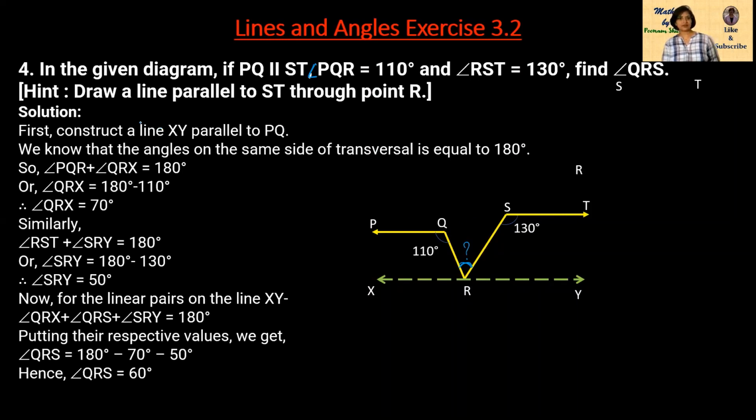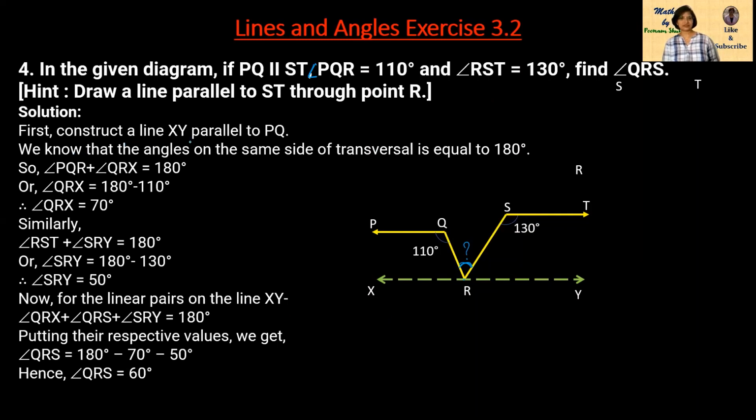So here, draw a parallel line to ST through point R. This was point R, right? So here in the book, only this diagram is given, if you can see. But this line I have extended, I have drawn here according to this hint which is given in the question.